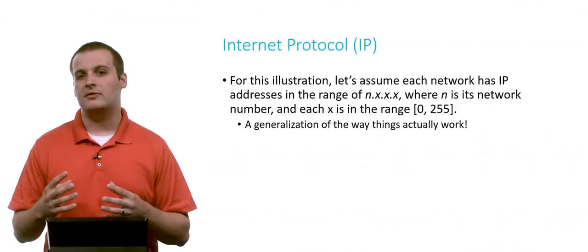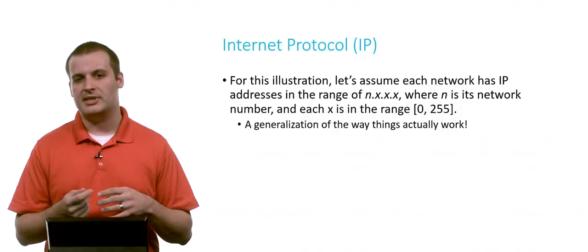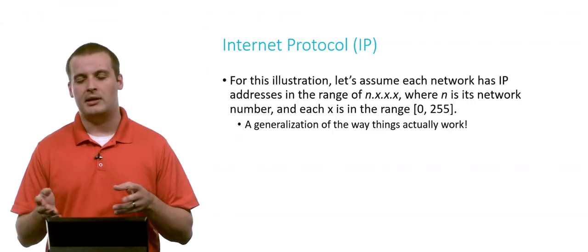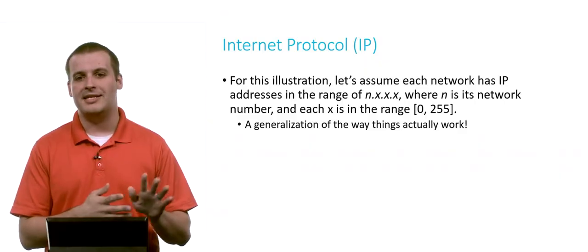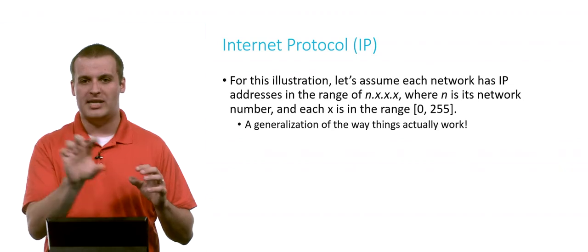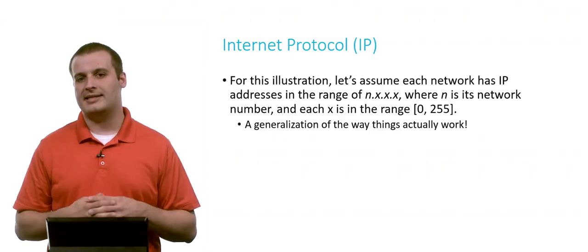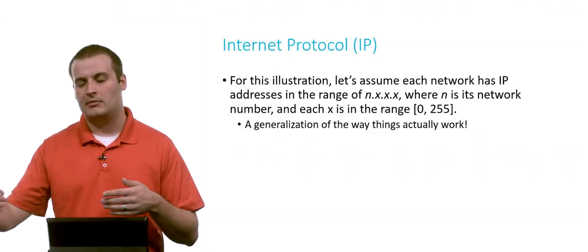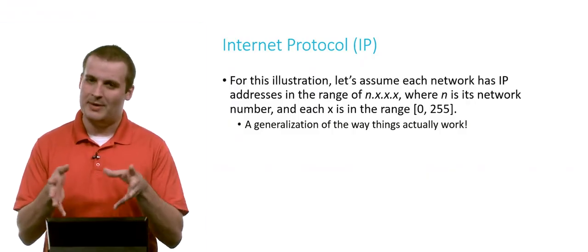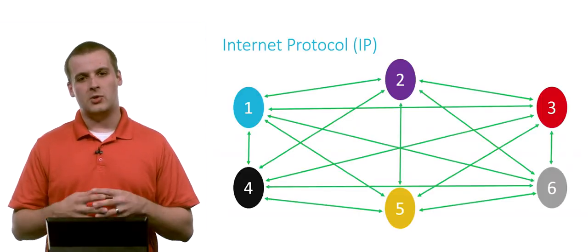So let's take a look at this networking example again, and we're going to use those same 6 networks, 1 through 6. Let's just say that every IP address on network 1 starts with 1 dot something. We'll say there's some other thing that deals with how to reach all the systems connected to network 1. We just care about connecting all of those networks together in an internet. So every device connected to network 1 has an IP address that starts with 1 dot and then 3 other numbers. This is a generalization of the way things actually work. It's quite a bit more precise than this, but this should give you a general idea of what the Internet Protocol is actually doing.